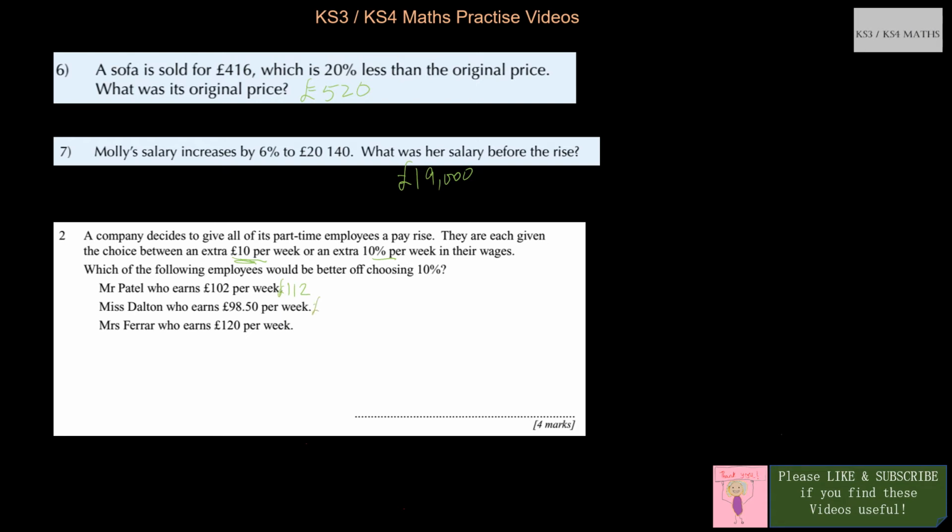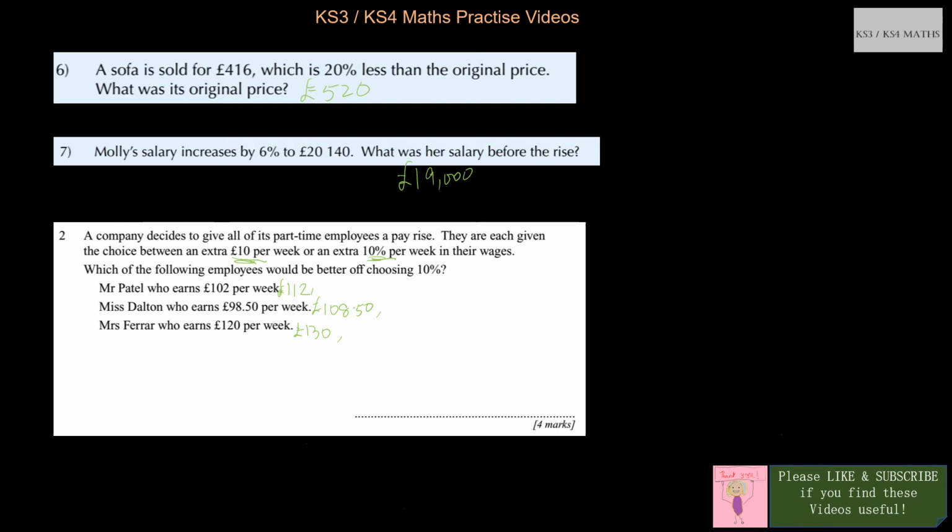This will become £108.5, because it's 98.5 plus 10. 120 will become 130. So this is if it is a £10 raise. Now we have to find what happens if it's a 10% raise.